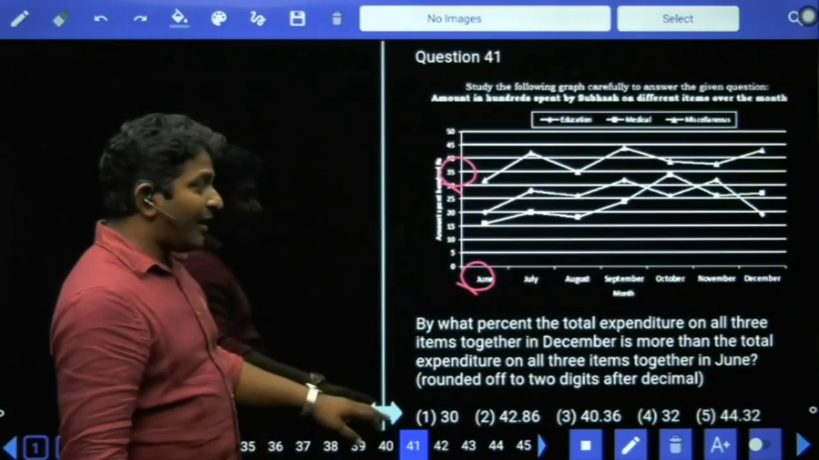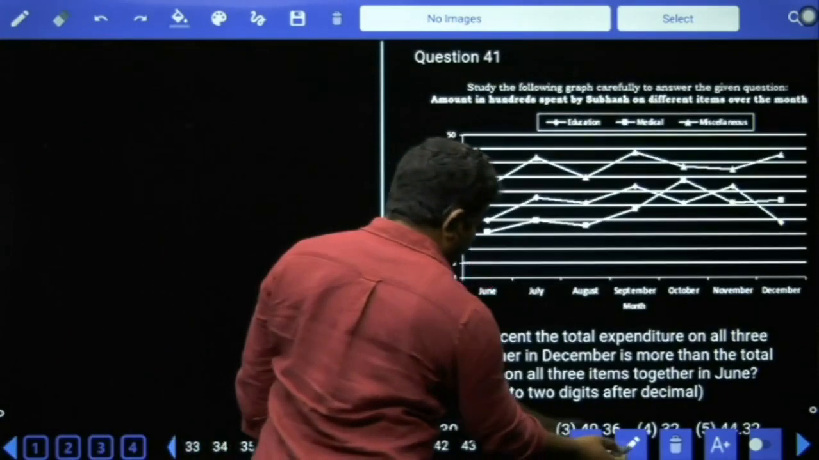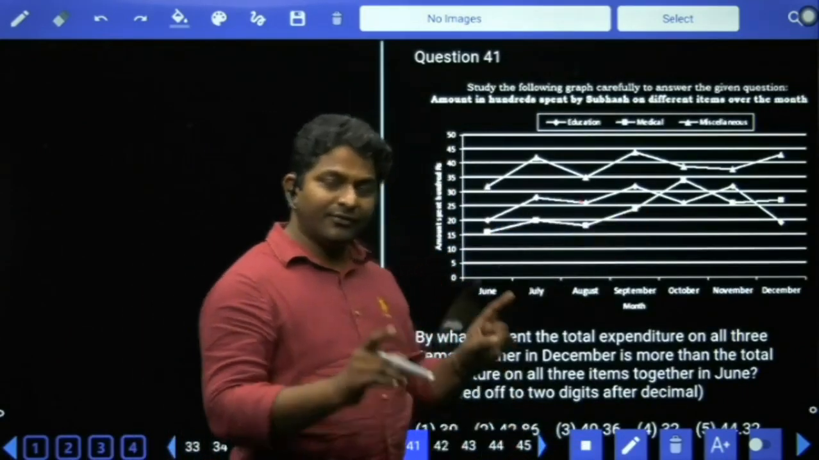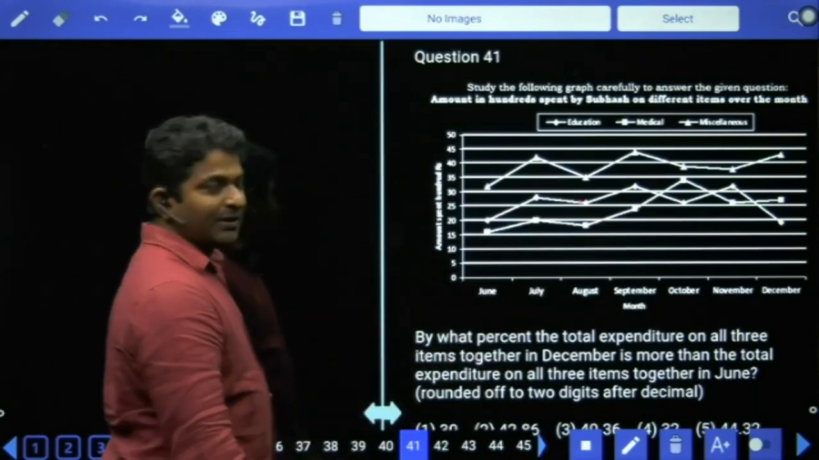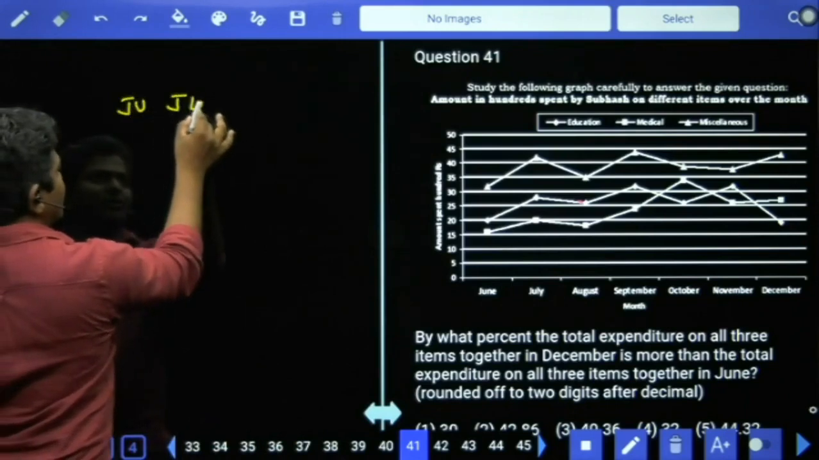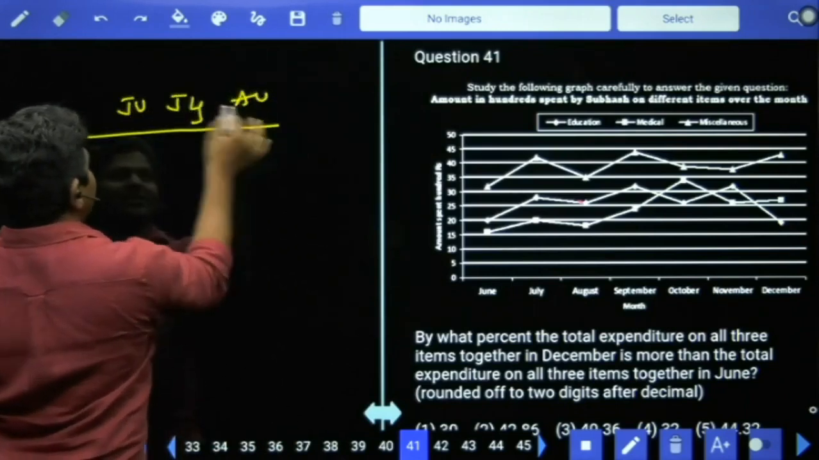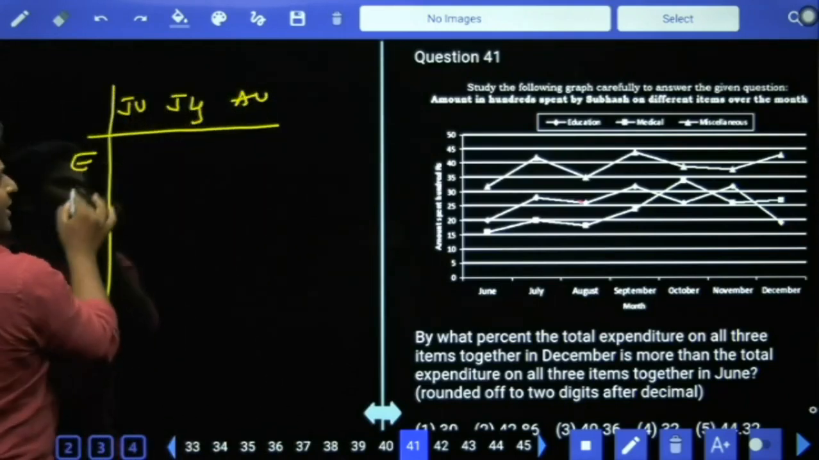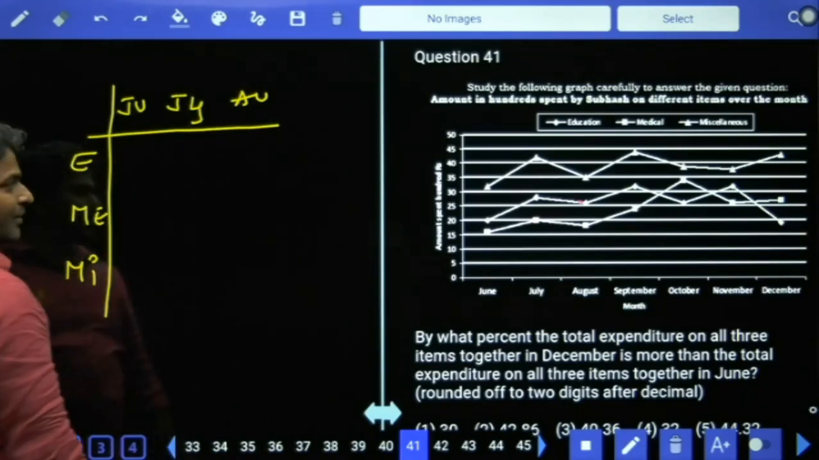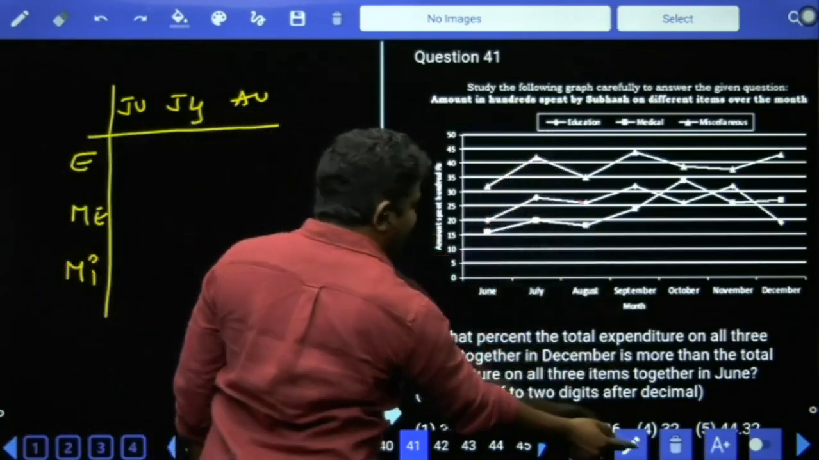Again from 41 we have data analysis, line graph, numbers are not there. First thing, we have to prepare the table. So in the table, June, July, August, like that. For education, medical, and then miscellaneous. Education, diamond in shape.